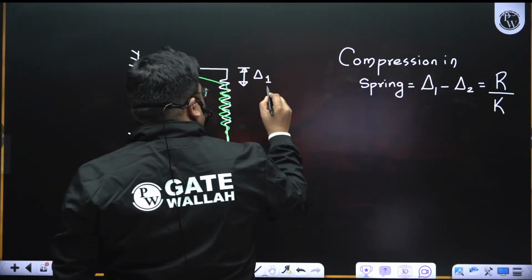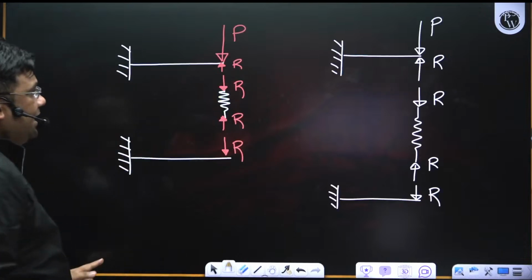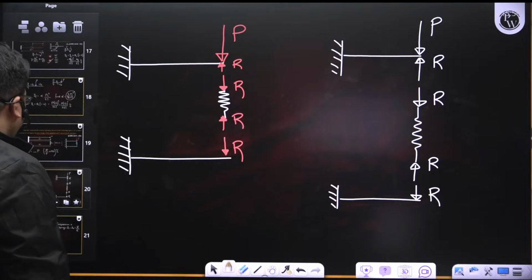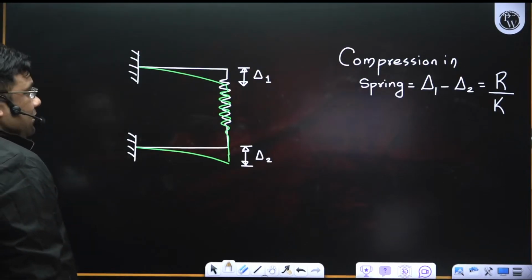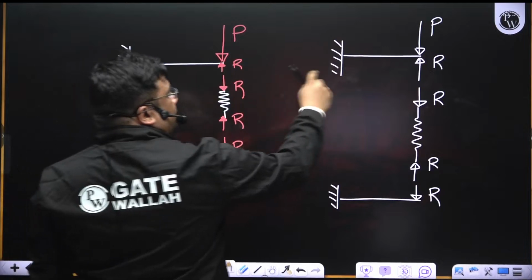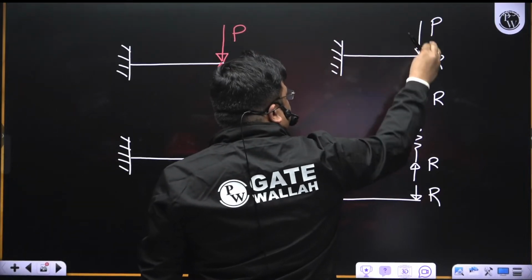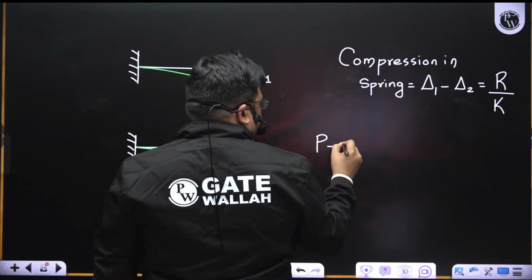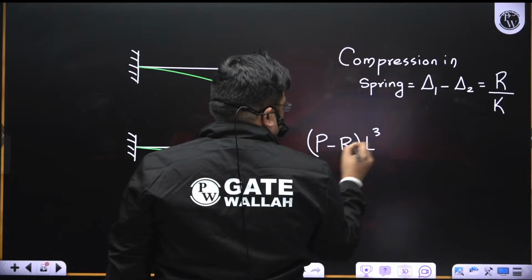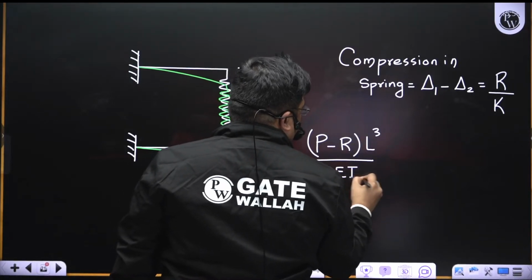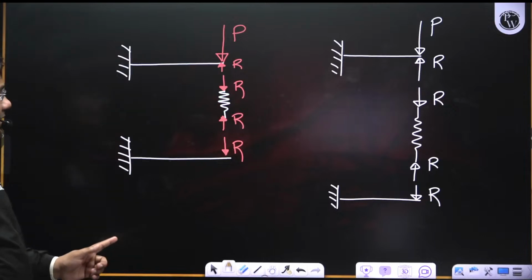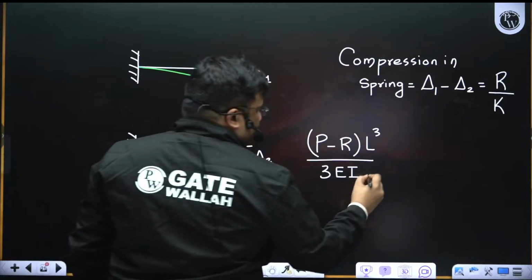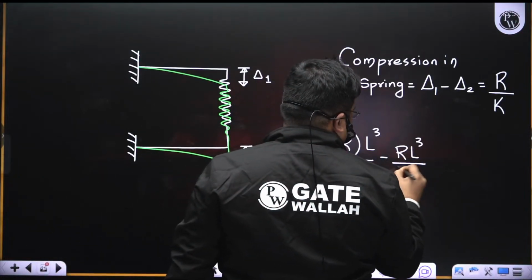Now delta 1 I can find out. See this free body diagram. Delta 1 is for this beam, length is L and flexural rigidity is EI. For this beam, the net force is P minus R downward. So delta 1 will be (P minus R) L cube by 3 EI. And for delta 2, only the R force is there, so it will be minus R L cube by 3 EI.